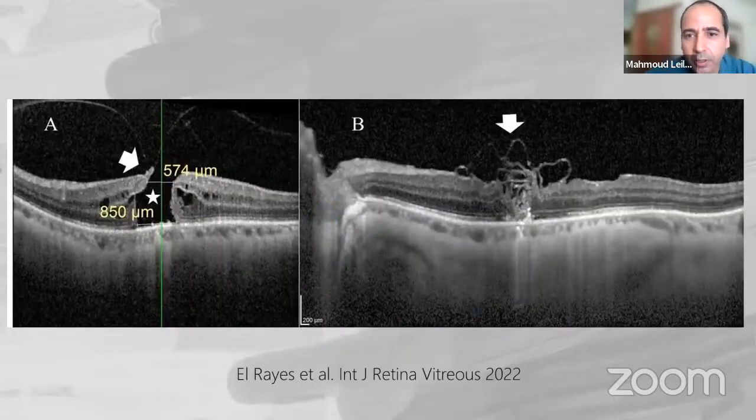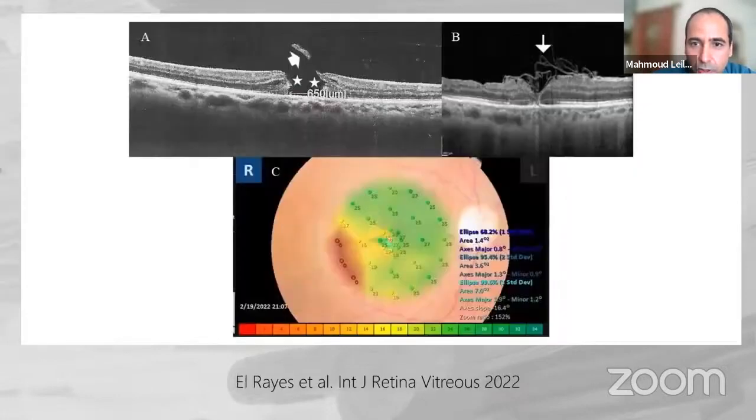This is an example of a U-type closure of the hole with almost complete restoration of the outer retinal layers. Please note the multiple layers of the ILM stacked over the surface of the hole. That's another example of the U-type closure of the hole with almost complete restoration of the outer retinal layers, which is reflected in the improvement of the fixation stability and the macular sensitivity in microperimetry.